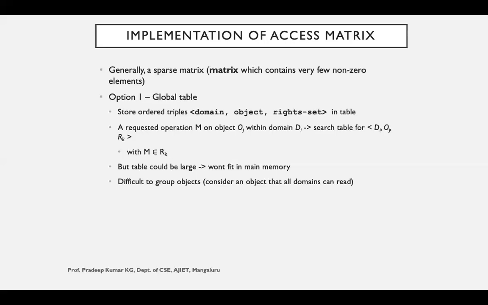The second demerit is it is very difficult to group the objects, because some of the objects can be given access for n number of domains. So at that time, it is very difficult to group. So we'll give an example for this one so that you can understand better.